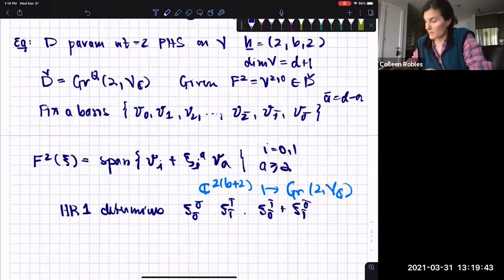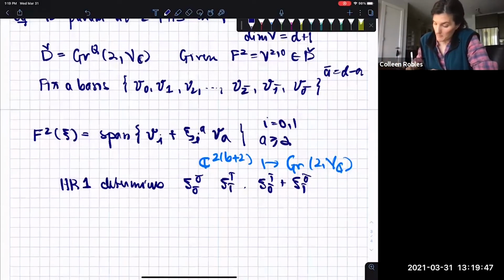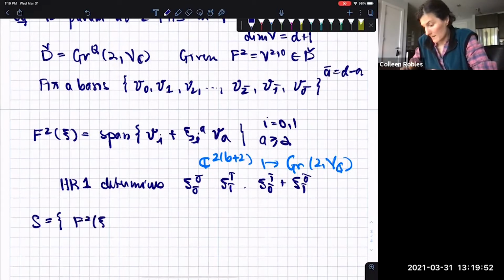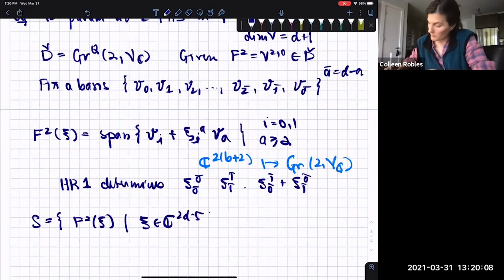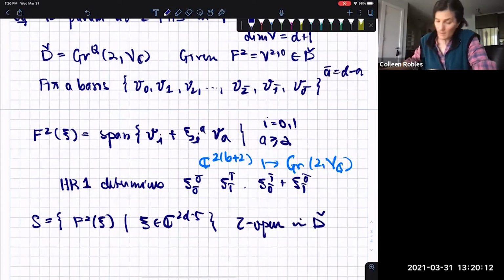So if you take that into account, then what you end up with is S, which is the set of all of these 2 planes, which will determine the full weight 2 Hodge structure with C in C2D minus 5. And this is Zariski open in D. Okay.